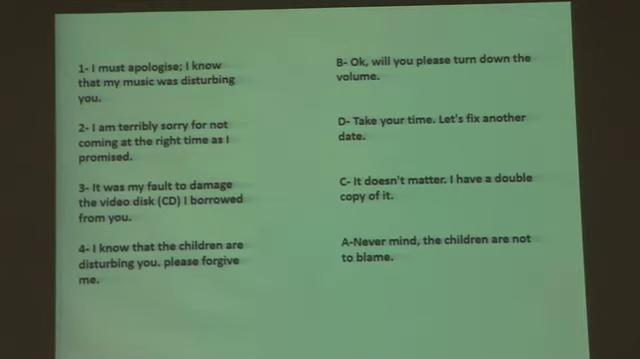Number 2, I'm terribly sorry for not coming at the right time as I promised. Yes, D, take your time, let's fix another date. It's fine. Number 3, it was my fault to damage the video disc I borrowed from you. See, it doesn't matter, I have a double copy of it. Lucky you, he has a double copy. 4, I know that children are disturbing. Please forgive me. Never mind, the children are not to blame. I'm not responsible all the time for what they do.